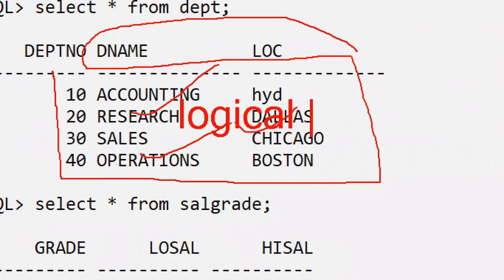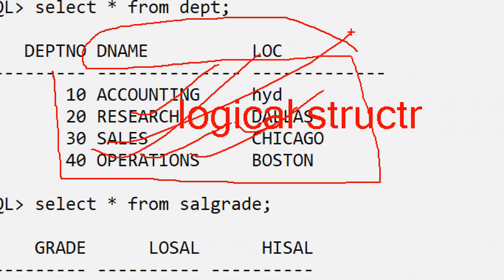Java, .NET, PHP, Oracle basic developers, PL/SQL developers, all of them describe the logical structure, because those things are visible at the database level. So at the database level it is a logical structure, a structured collection of data. This is nothing but a database, we say.